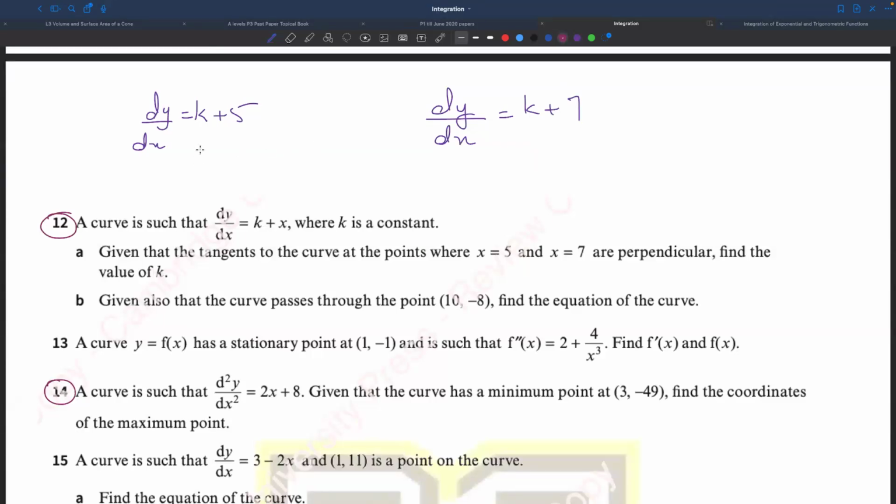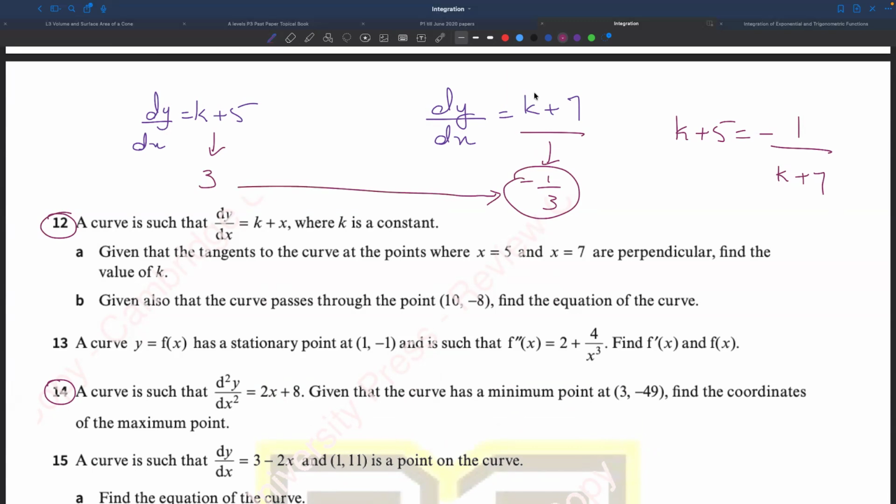Now, what I know is that if, let's say, this had a value of 3, this should have a value of negative 1 upon 3. So they are not equal, they're negative reciprocals of each other, right? Which means that I can write this k plus 5 equals the negative reciprocal of this, which becomes negative 1 upon k plus 7. Because if I take the negative reciprocal of this, they will become equal. So I take the negative reciprocal of 1 upon k plus 7, that becomes minus 1 upon k plus 7.